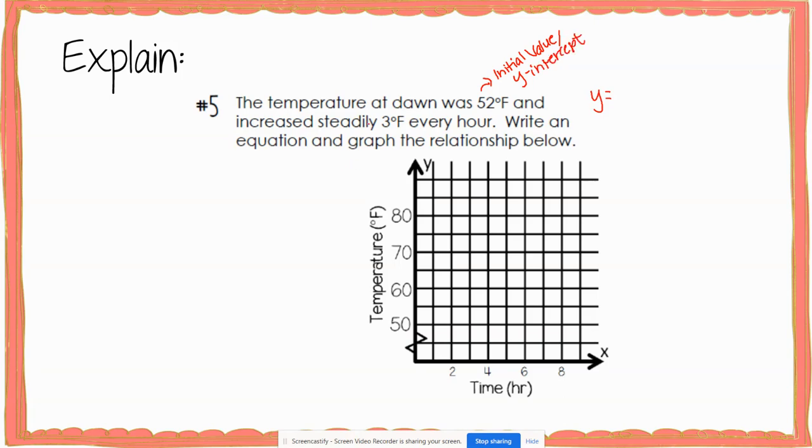And we notice that the rate of change is that it is increasing by 3 degrees every hour. So this would be our rate of change, which is another word for slope. So since this is our slope, we know that it's going to be the slope times x, so 3 times x. And I'm using a positive 3 because this was increasing by 3 degrees. If this had been decreasing by 3 degrees, I actually would have used a negative 3 for that instead.